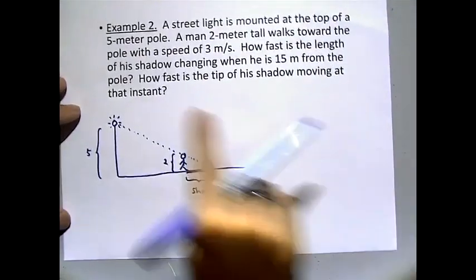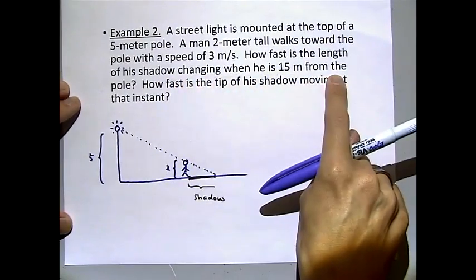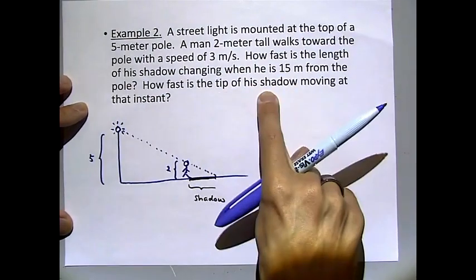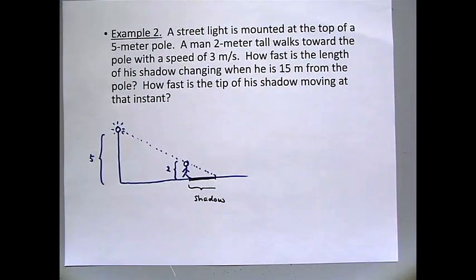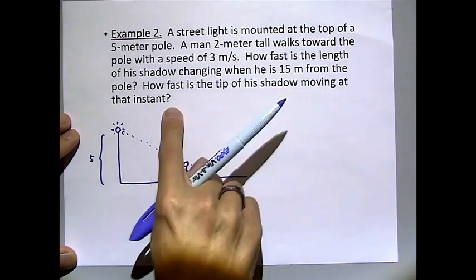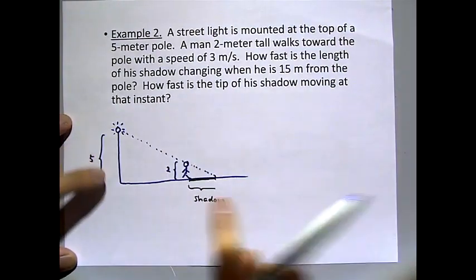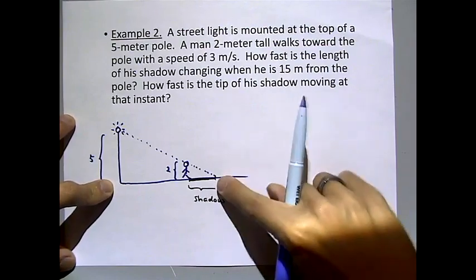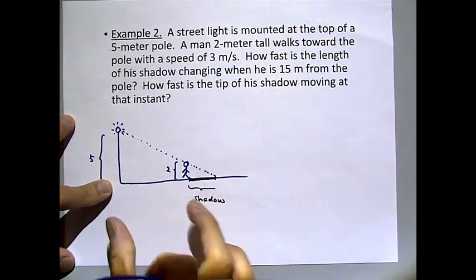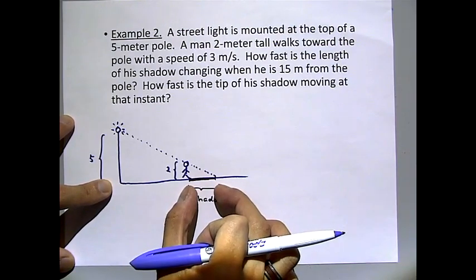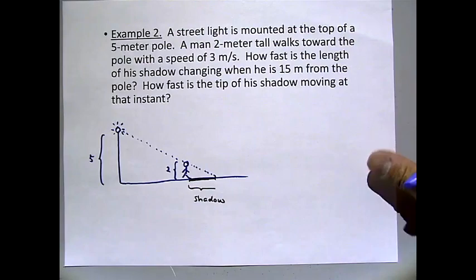Okay, so we found out how fast the shadow is changing. Now let's answer the second part of the question. How fast is the tip of his shadow moving at that instant? These are two different things. If you're watching this thing happen, the tip of his shadow is following him, but the length of the shadow is changing at the same time. Okay, so let's see how we can find that.